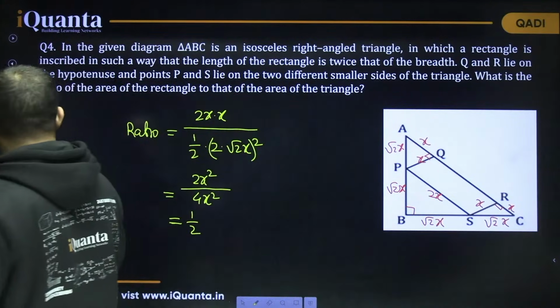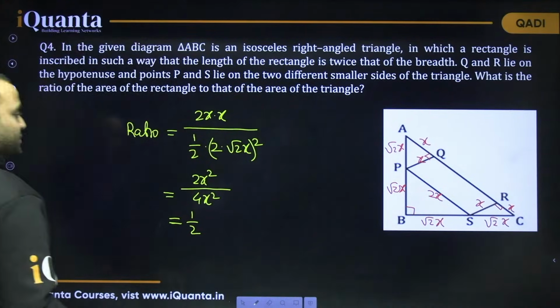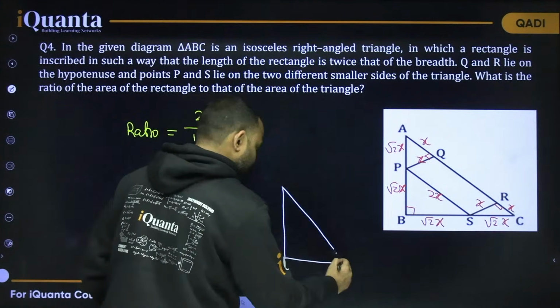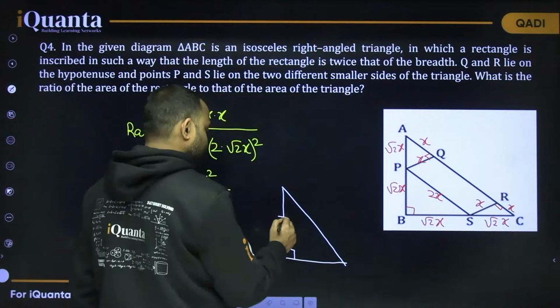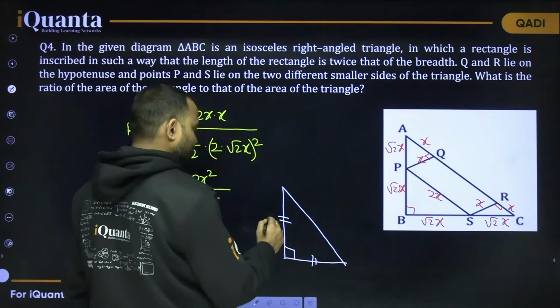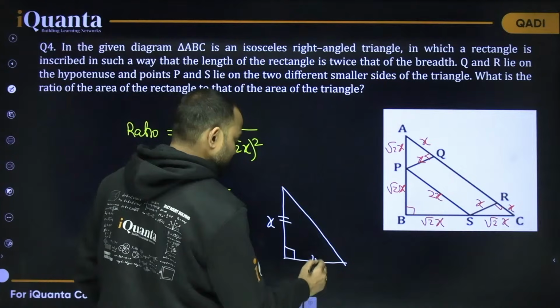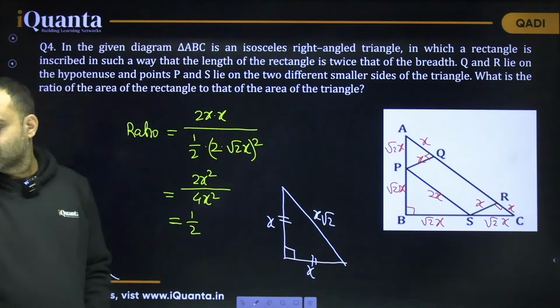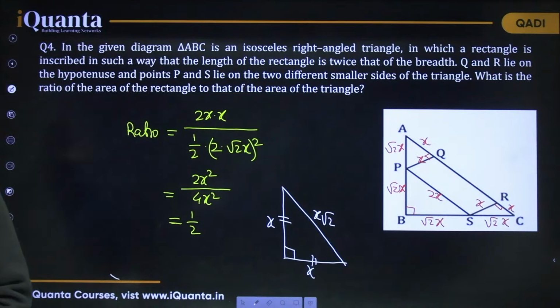Okay. So the only concept that is being used here apart from finding the area is that if it's an isosceles right angle triangle, this value is x, this value is x, this value is x root 2. That's it, nothing else.